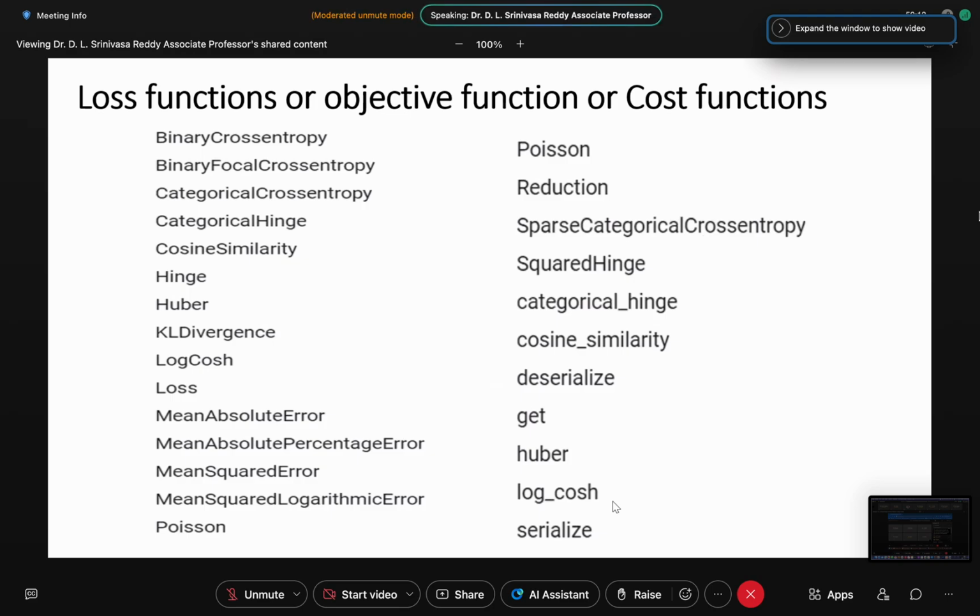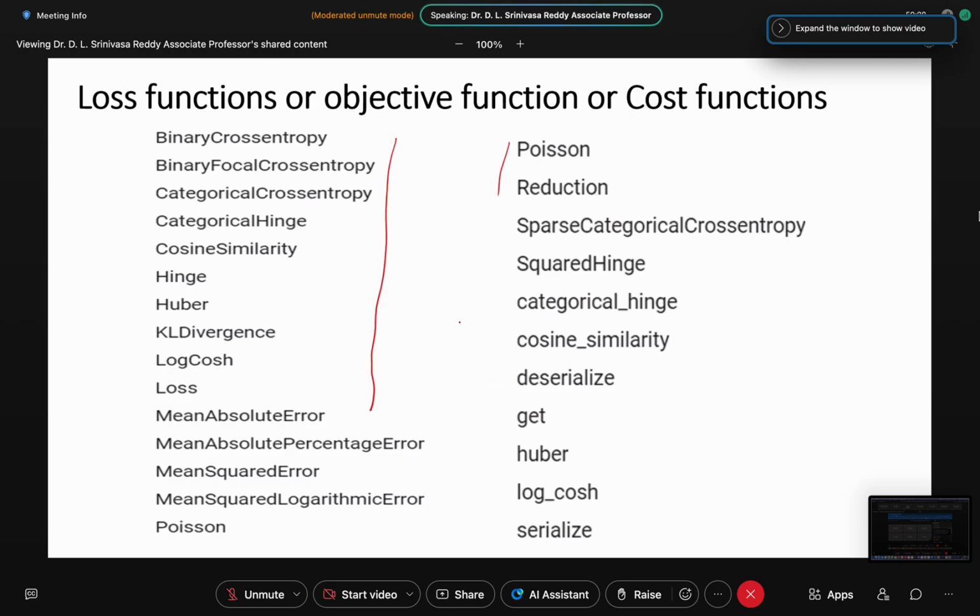Okay, so binary cross entropy. These are all the classification related loss functions or cost functions. Binary focal cross entropy, categorical cross entropy. These are all related to classification, right?